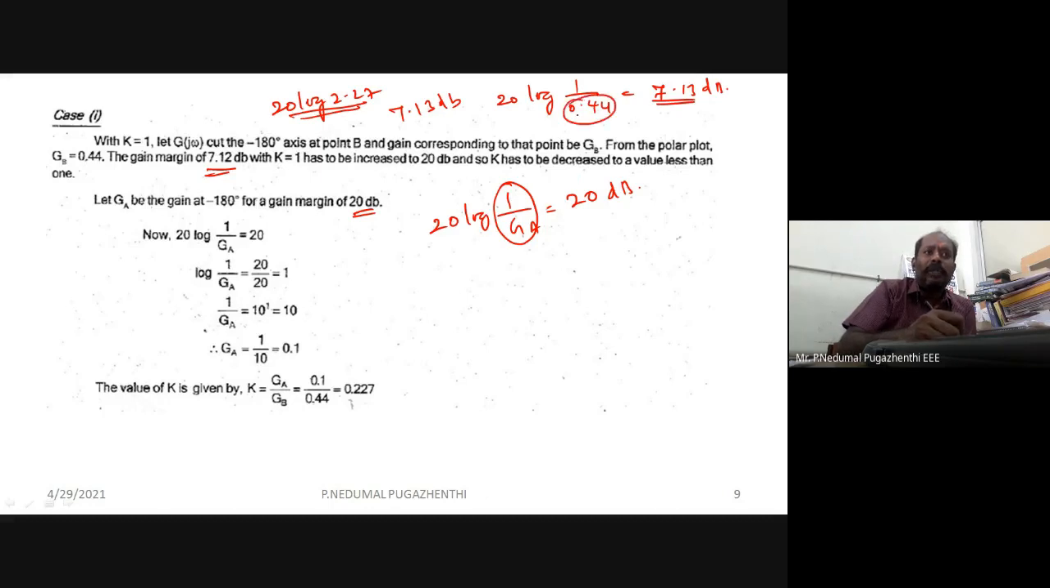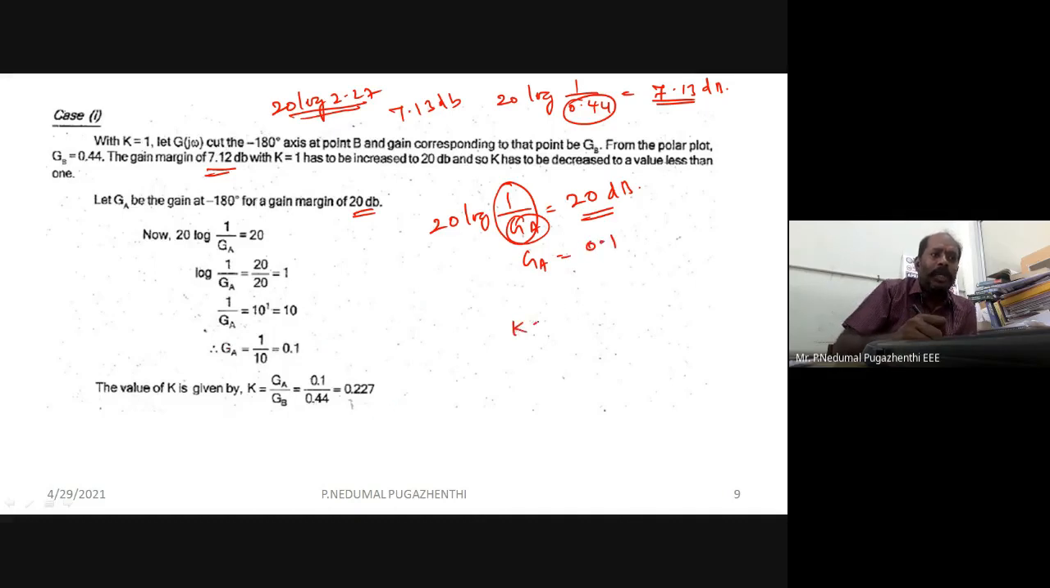I know this value, so I got it. But I don't know this value, so I put it like GA, that point at A where it has to cross. But I know this is 20 decibels, which is given in the problem. So I will try to find what GA is, and I got GA is equal to 0.1.